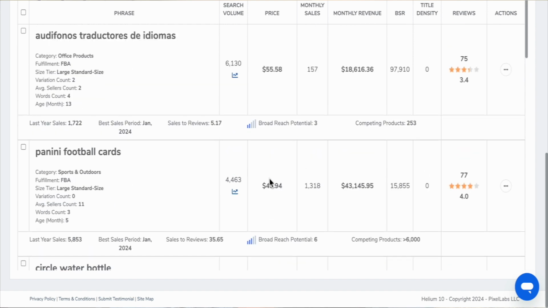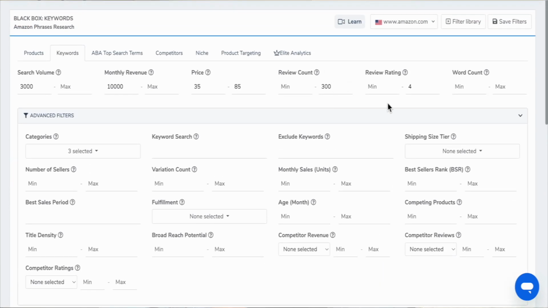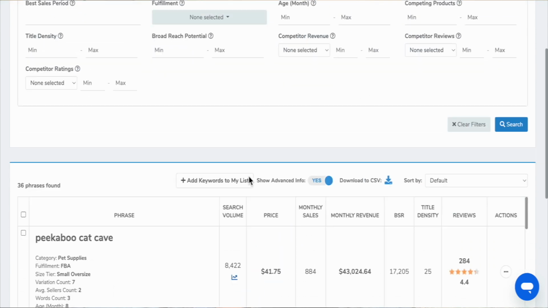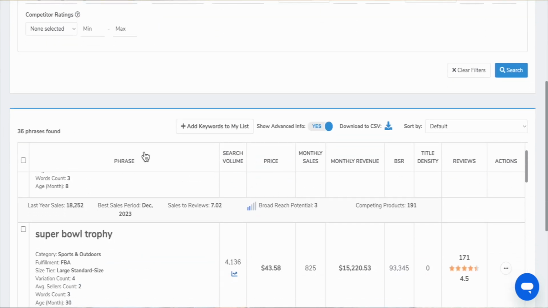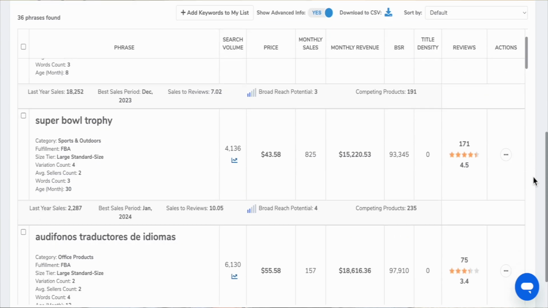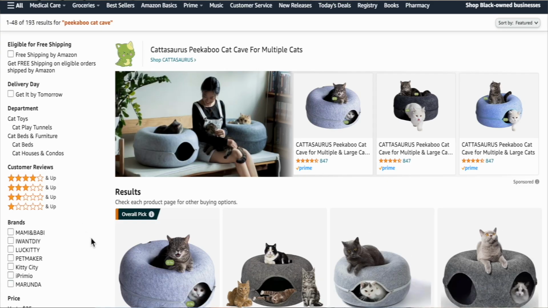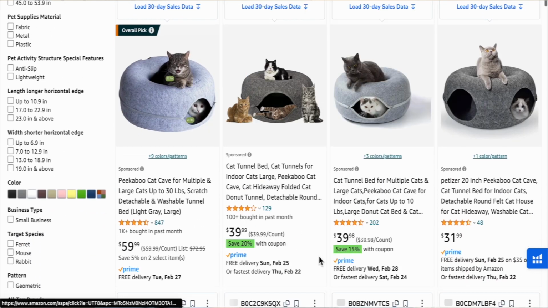And if I feel like there isn't anything that I really like, again, go back. I can change this, let's say 4.5, right? Reviews, search, let's see what it gives me. It gives me now 36 found. So I can go again there, Peekaboo Cat Cave. This is making 43. Let's see what that is. View. Aw, that's cute. And again, just go in here, see what it is.